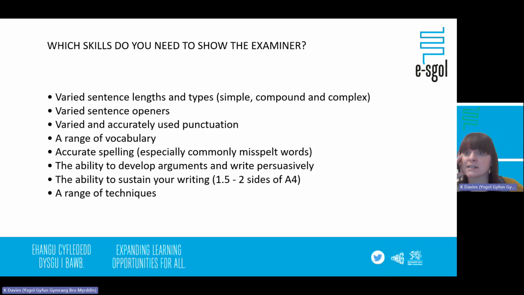So varying your sentence openers. So instead of saying next or the next and repeating yourself, you make sure that you use connectives such as furthermore, moreover, and you develop your writing.